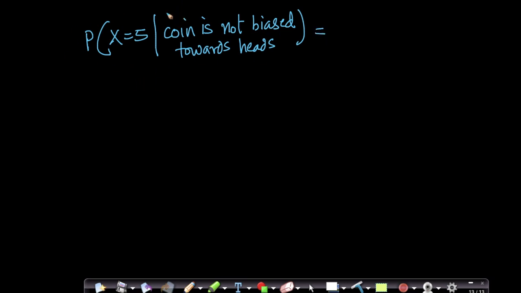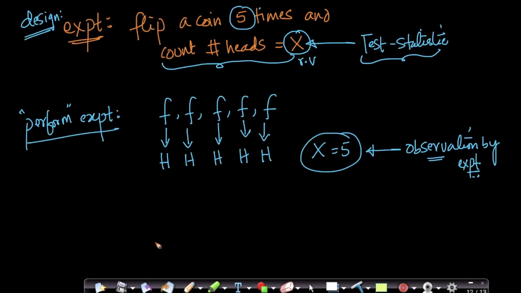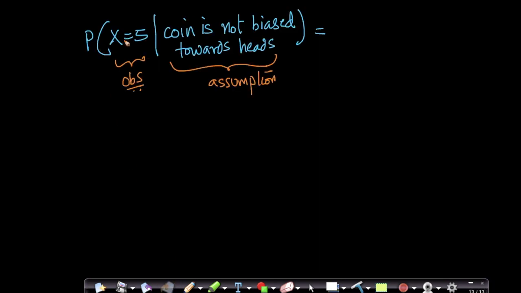This question is very interesting. Here, this is a conditional probability, right? What does this mean? You're making an assumption first. You're first assuming that the coin is not biased and you're saying, what is the probability of making this observation? This is something that you have already observed. When you perform the experiment once, you observe that x equals 5, right?